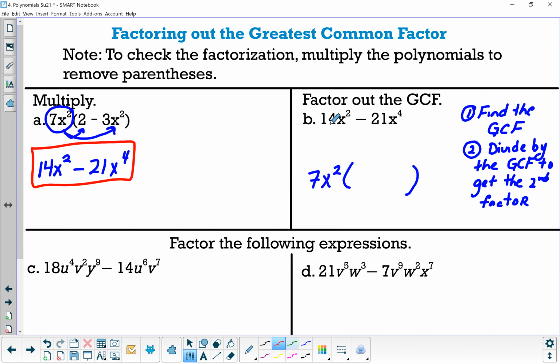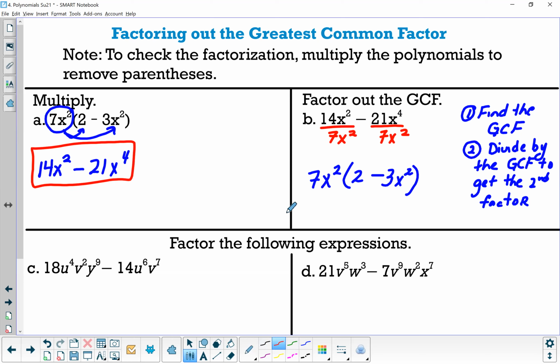So I'm going to divide 14x squared by 7x squared, and I'm going to divide 21x to the fourth by 7x squared. All right, so I'm going to get 14 divided by 7 is 2. X squared divided by x squared is 1. So 2 times 1 is 2, minus 21 divided by 7 is 3. And x to the fourth divided by x squared. Remember, you subtract your exponents, so that's x squared.